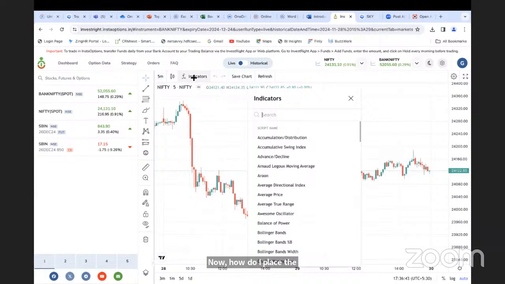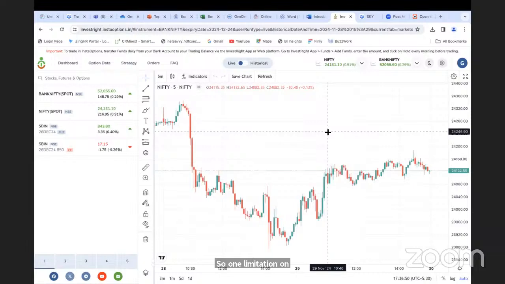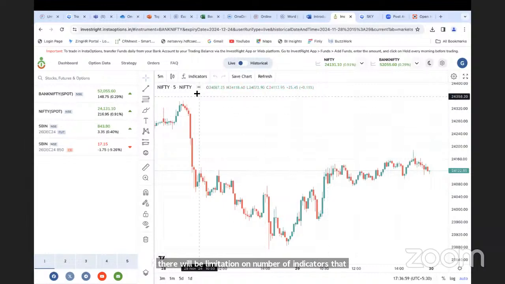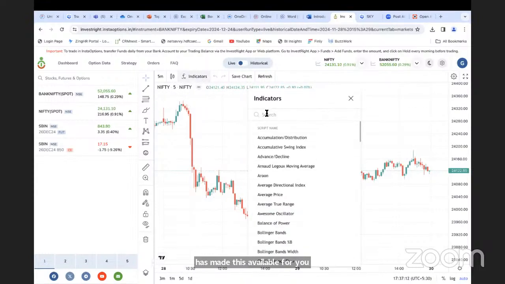One limitation you face on the TradingView website is that if you do not have their subscription, there will be a limitation on the number of indicators that you can place. But here, if you are using Insta options, of course you are not paying anything extra for using this platform, because HDFC Securities has made this available for you. You can use as many indicators as you want. There is no limitation here.